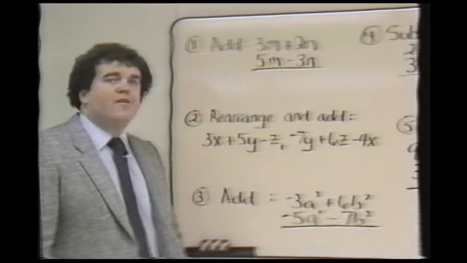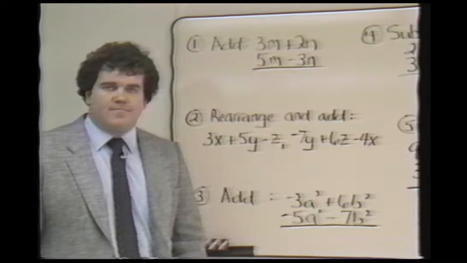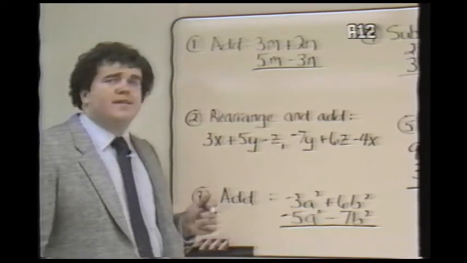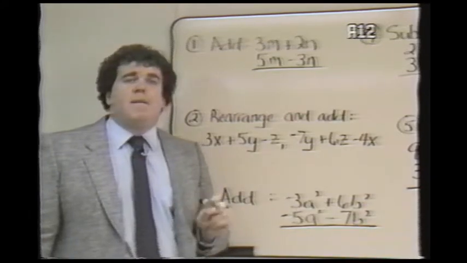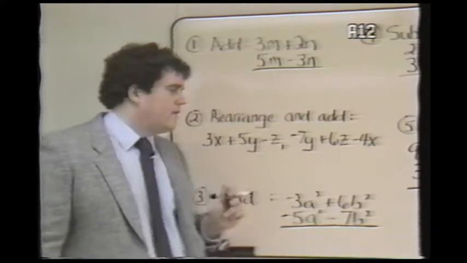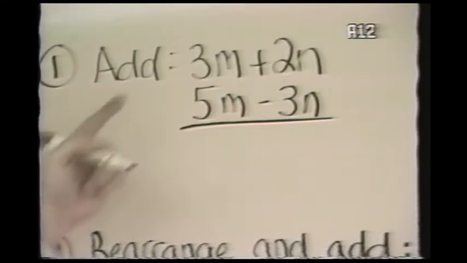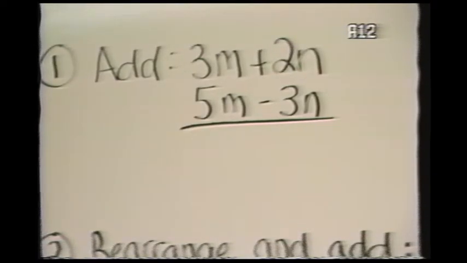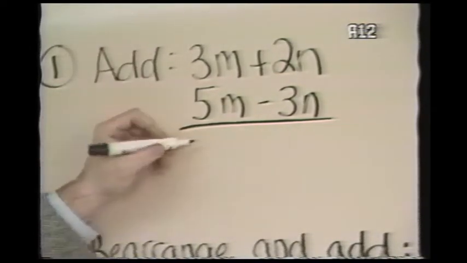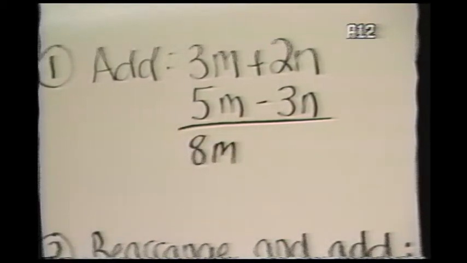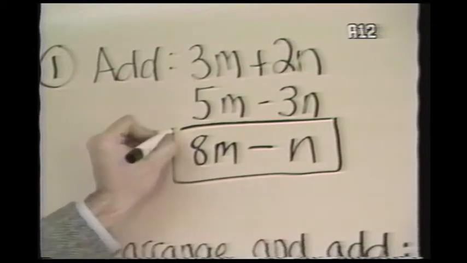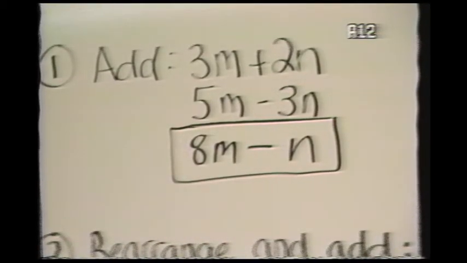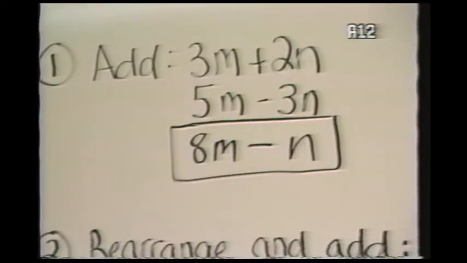In lesson number 12, we are now going to add and subtract polynomials. The concept remains the same, except now I'm going to add my m's to my m's and my n's to my n's. Remember, never combine unlike terms. What we have in problem number 1 is the polynomial 3m plus 2n. We want to add 5m minus 3n to that. Adding my m's to my m's, I will get 8m. Positive 2n and negative 3n is negative n. So I get 8m minus n as my answer. Not too difficult. Don't go any further than 8m minus n. That is your answer.